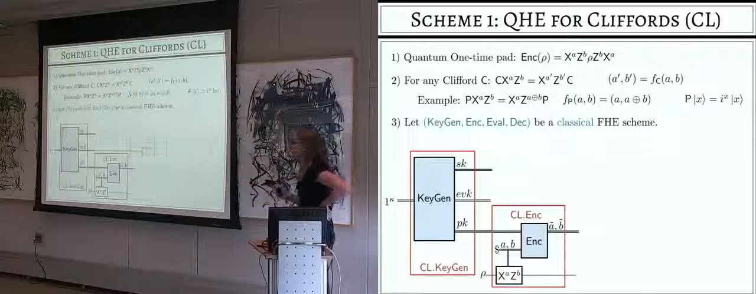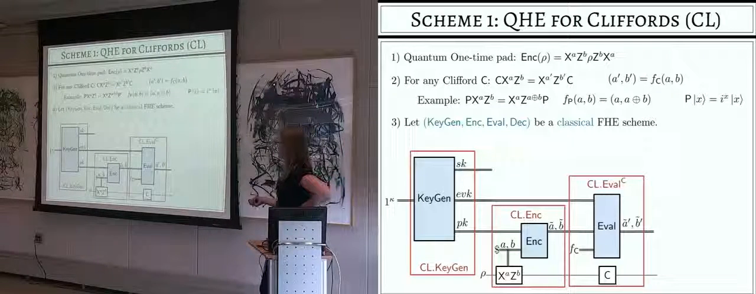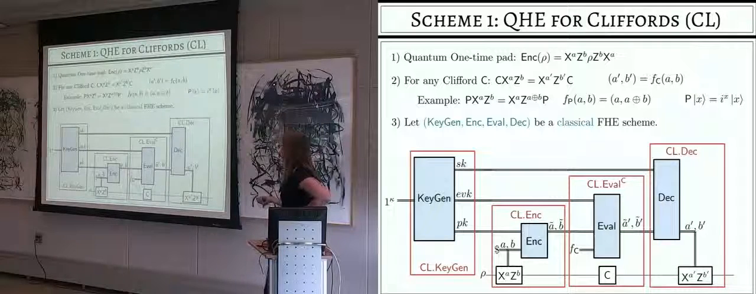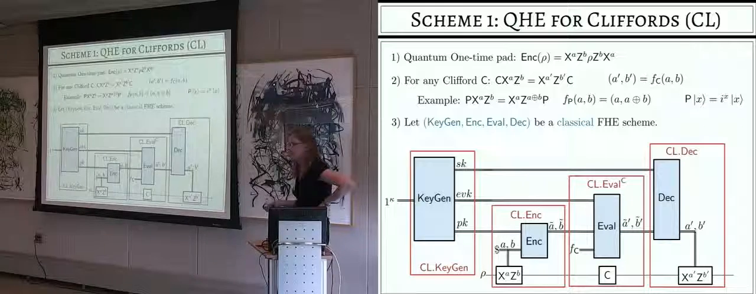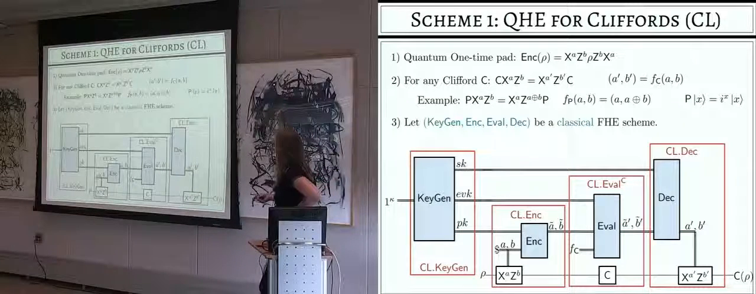And then to evaluate, we'll do the following. For any Clifford C, we're just going to apply C, and then we're going to have this updating of the keys. So we're going to homomorphically evaluate this function, f sub c, on these encrypted keys to get encryptions of A prime and B prime. And then to decrypt, we're simply going to decrypt to get A prime and B prime and undo the one-time pad. So this will give us the effect of applying this Clifford to the input state.